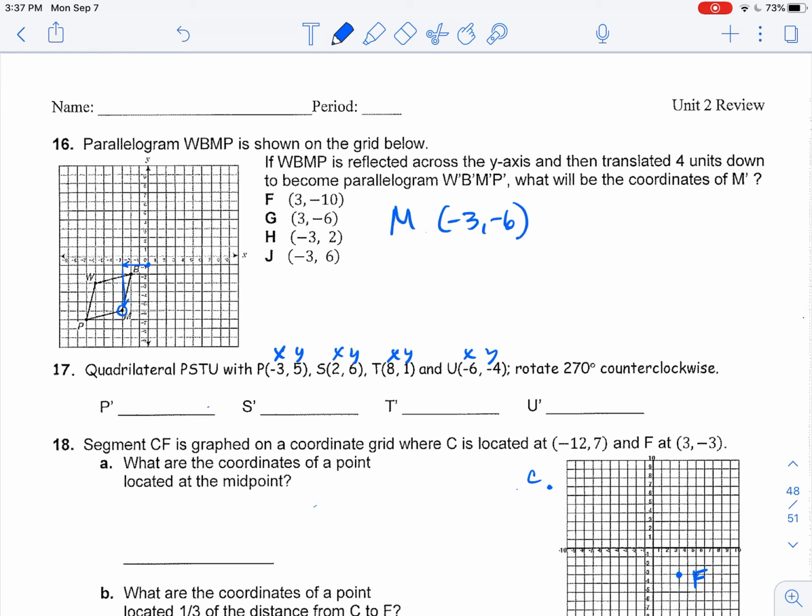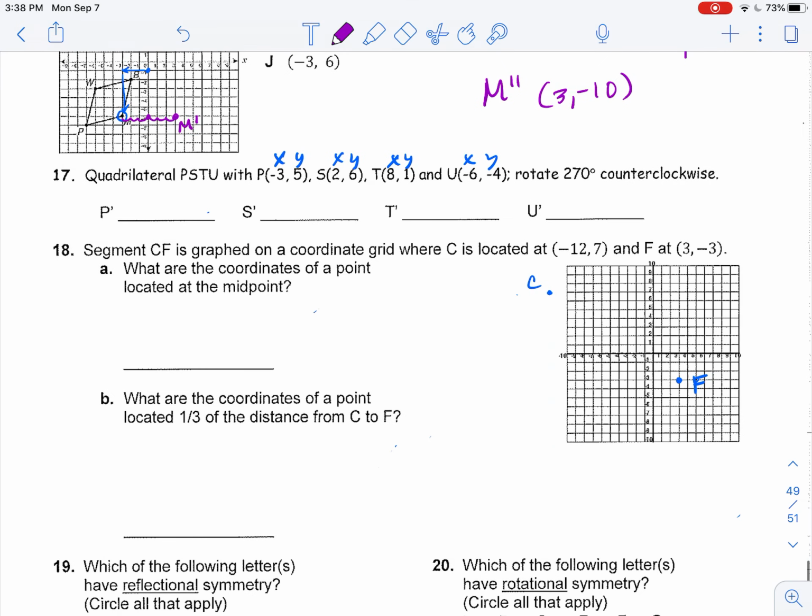And then we're going to move this down 4 units. Down 4 units is going to affect just the y value. So M double prime will be 3, and then -6 minus 4 is -10. And so that's F.